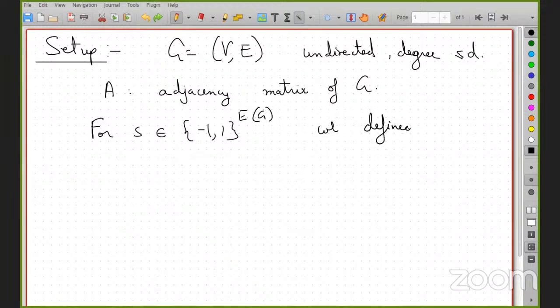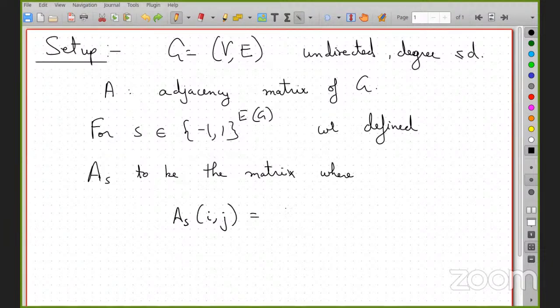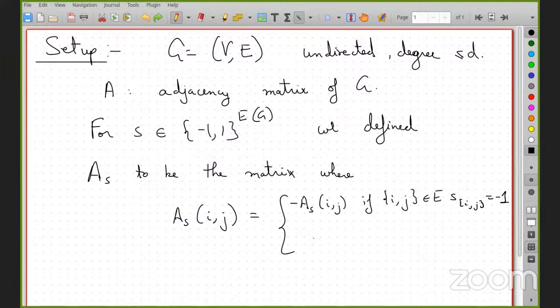We defined AS to be the matrix where ASIJ is equal to minus AIJ if ij is an edge and the sign of the edge is -1, and it's equal to AIJ otherwise. So you just change the signs of the entries corresponding to those edges. AS is still symmetric because you change the signs of both entries corresponding to the edge.